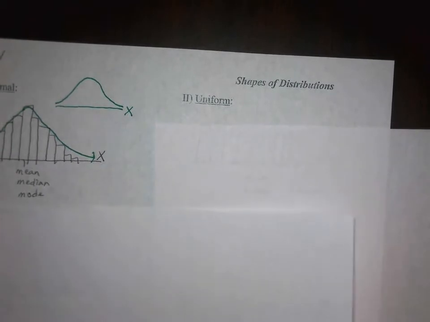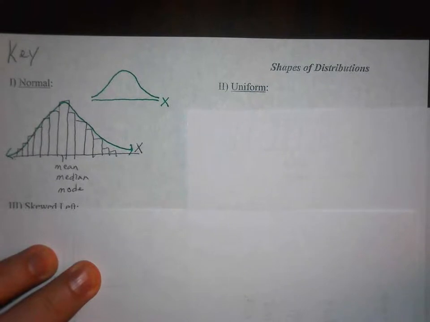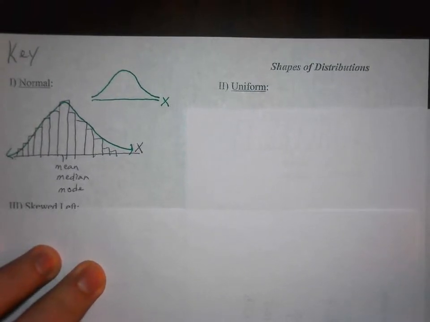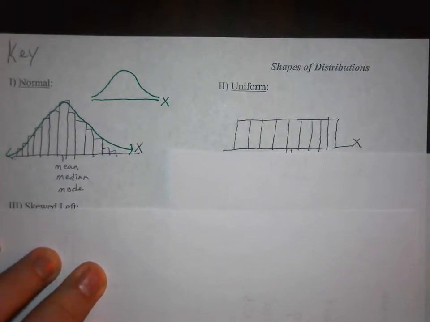The next type of distribution is the uniform distribution. What uniform means is the same throughout. So that's a distribution that's basically like a rectangle, and all the bars are approximately the same height. In practice, very rarely would you have distributions that are exactly the same data value all the way through, but they could be relatively close to the same. So that's a uniform distribution.